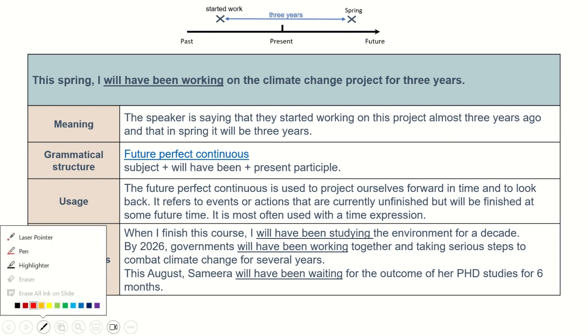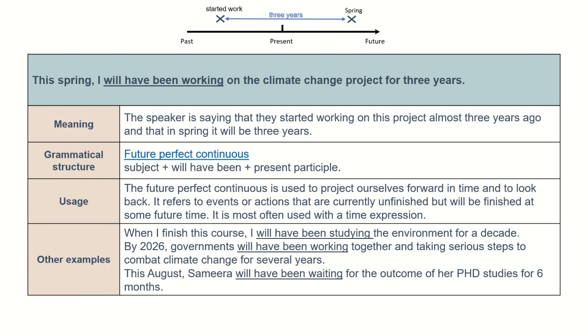So look here, for a decade, which is 10 years. Okay, I will have been studying. I have a time expression, this time expression that we're talking about, for a decade, to indicate that I use this form, will have been plus ing.